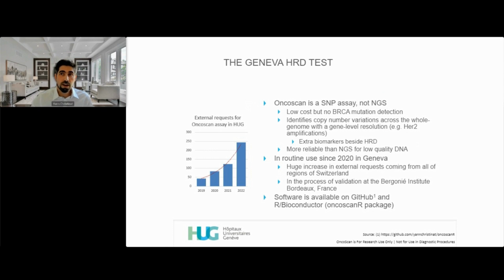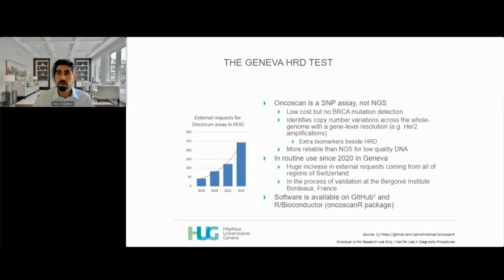So the OncoScan is a SNP assay. It's not NGS, so we cannot use it to detect BRCA mutation, but it has a low cost, and we get many other biomarkers. We get copy number variation at a very high resolution across the whole genome. So we get amplification of HER2, amplification of EGFR, loss of one copy of CDK12 or BRCA1 and so on, LOH on BRCA. All of these extra biomarkers, you get for free with the OncoScan. And in our hands, it seems to be a bit more reliable than NGS, especially for samples with low quality DNA.